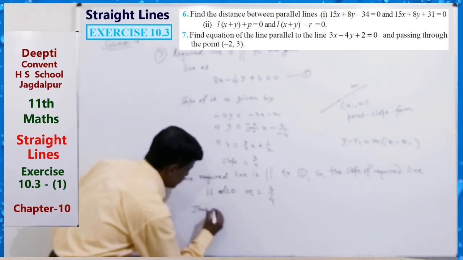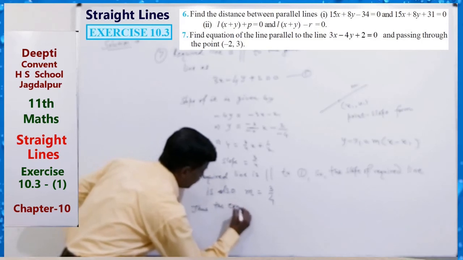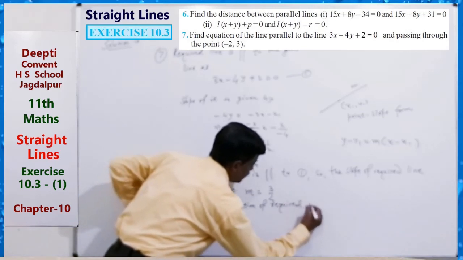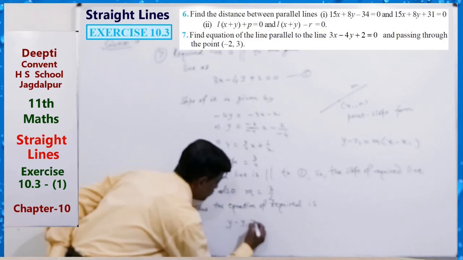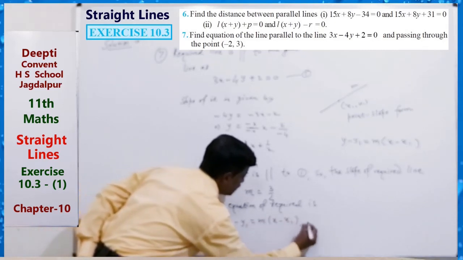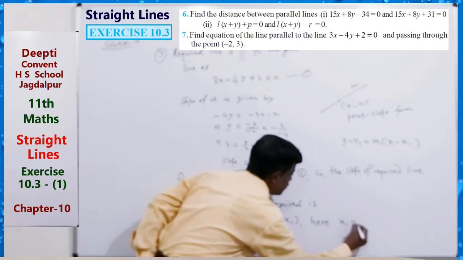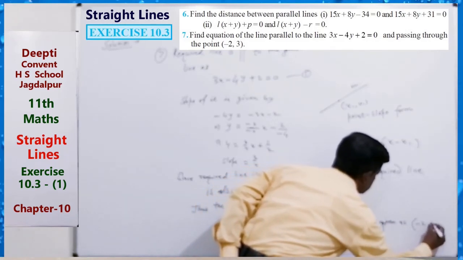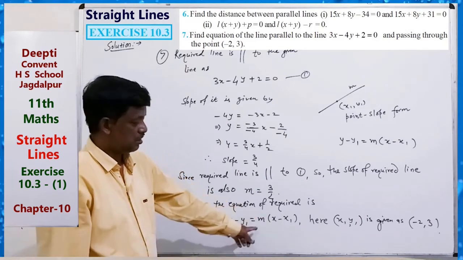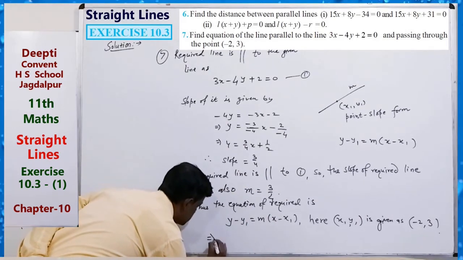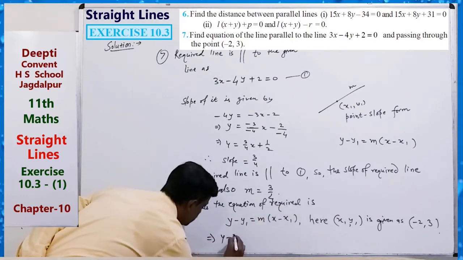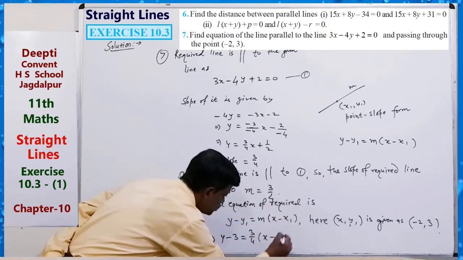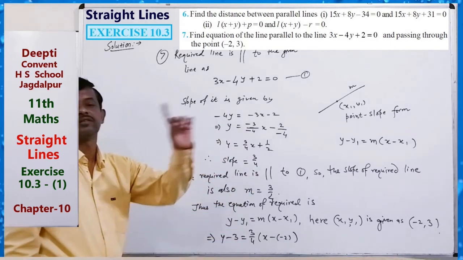Thus, the equation of the required line is y minus y1 equals to m times x minus x1. Here x1, y1 is given as minus 2, 3, because the line is passing through minus 2, 3. So y minus 3, m is 3 by 4, x minus of minus 2. So this is our straight line.